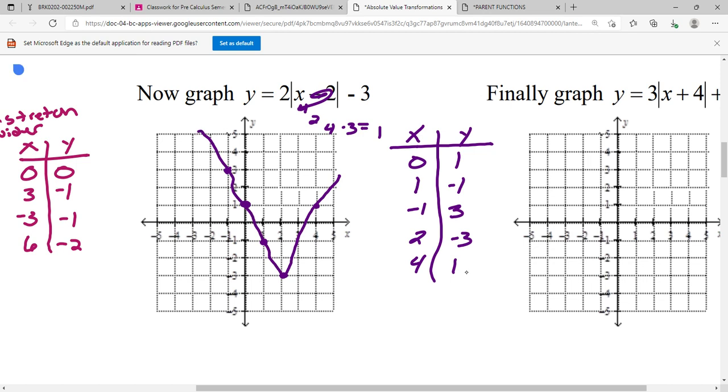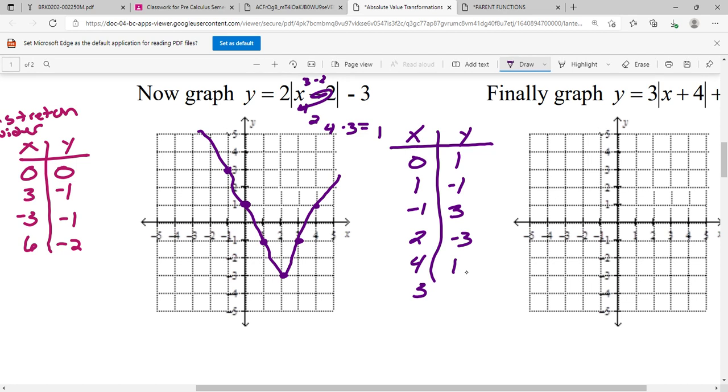Looks like we got a point right there. So if we put in x is 3, we should get negative 1. 3 minus 2 would be 1. 1 times 2 is 2. 2 minus 3 will be negative 1. All right, so there's that graph. So we've done all the things to it.